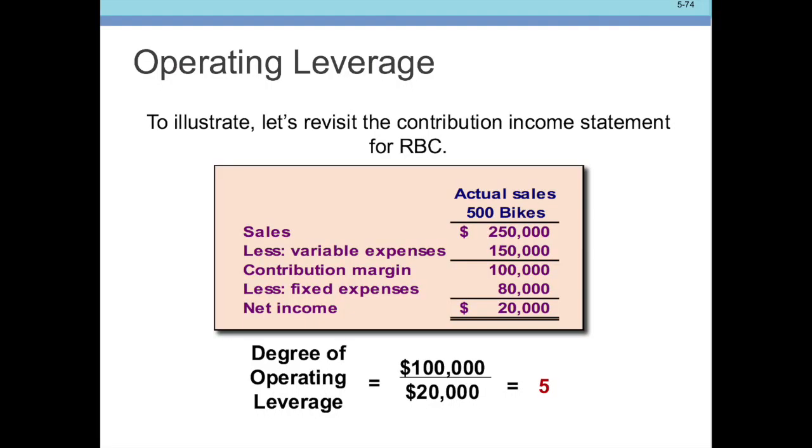Let's look at the bicycle company. The bicycle company has a contribution margin of $100,000. It has net income of $20,000. 100,000 divided by 20 is 5. So you have a degree of operating leverage of 5, or 5.0. Obviously it could be a fraction; these just happen to be round numbers.